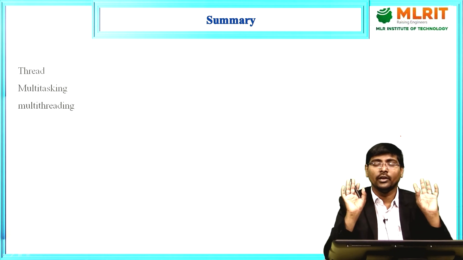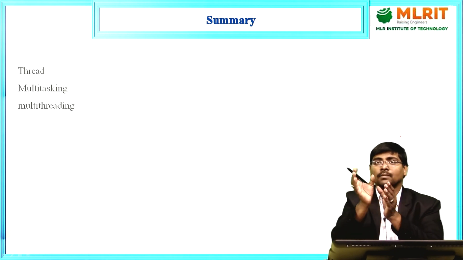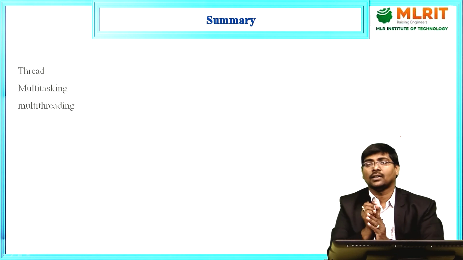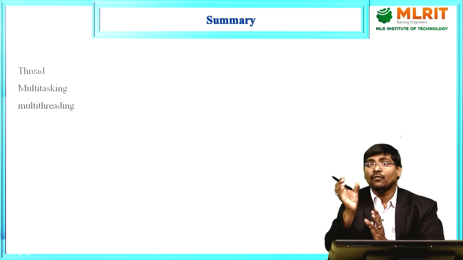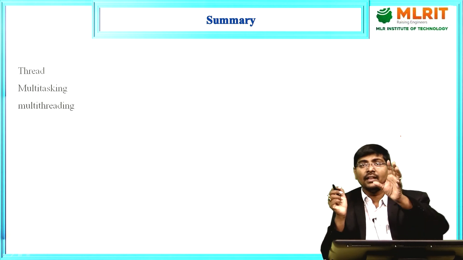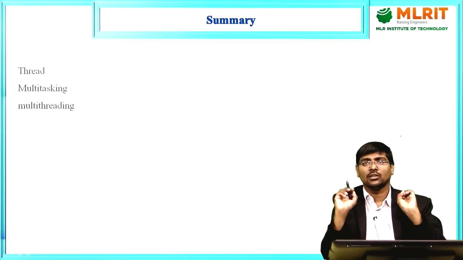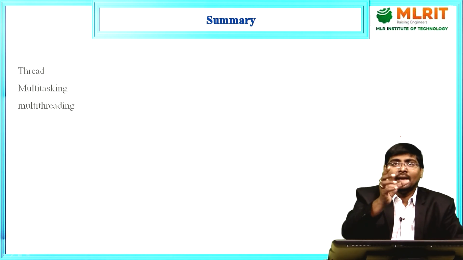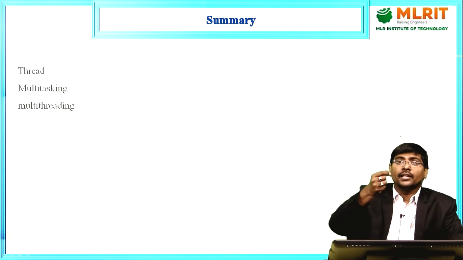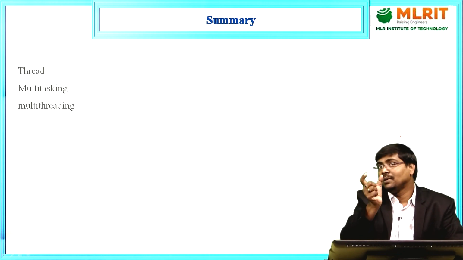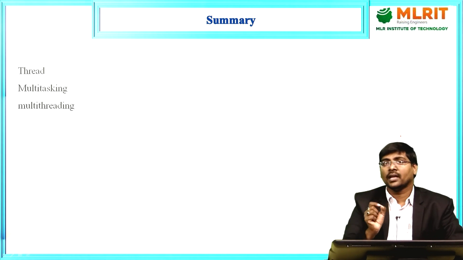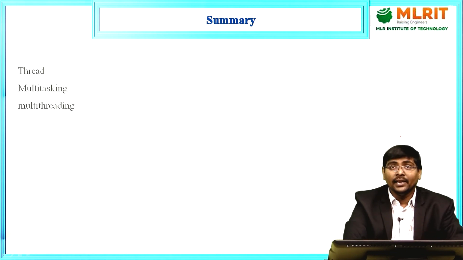Here what you need to know: a thread is simply some part of the task. A thread is a lightweight process, lightweight in terms of execution time. Now, multitasking means executing multiple tasks simultaneously, that is, at the same time.